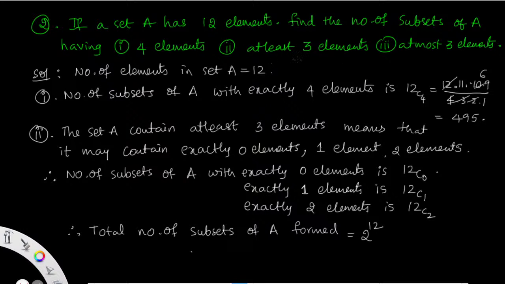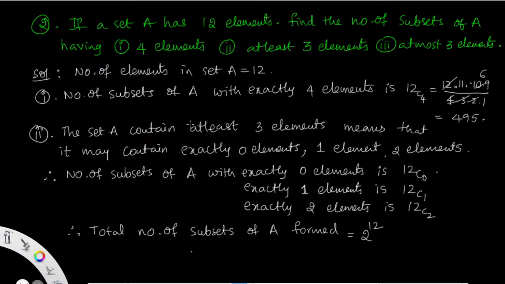In the second question, at least 3 elements. So the set A contains at least 3 elements means, out of 12 elements, it may not contain exactly 0 elements, 1 element or 2 elements. So that is 12C0 and so on, but at least means you have to select either 3 or 4 or 5 or 6 or 7 or 8 or 9 or 10. But I am doing it here by subtracting these from the total subsets.